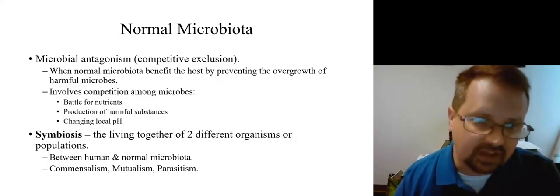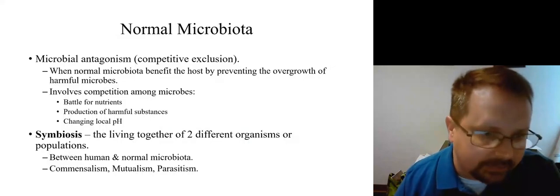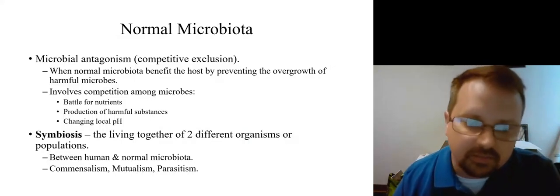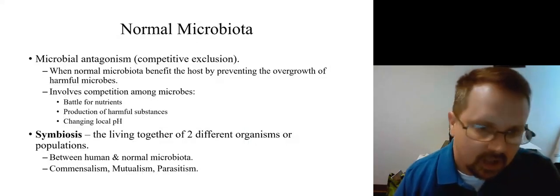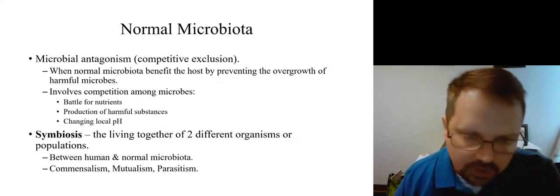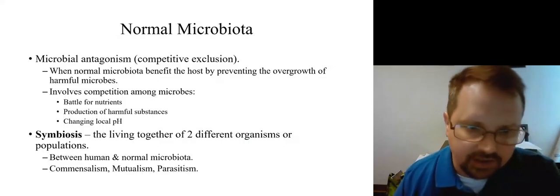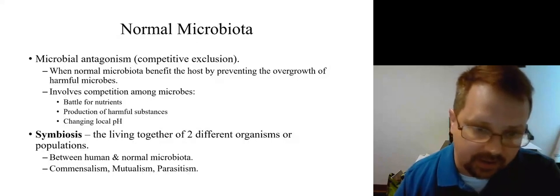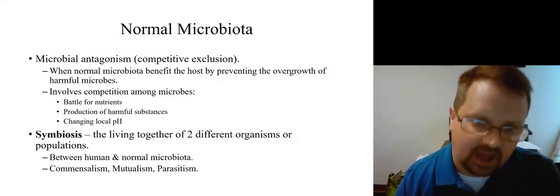Symbiosis, when things live together, human and the microbiota. We got what's called commensalism, mutualism, and parasitism. Commensalism, you live together, you don't hurt each other. Mutualism, you live together and you benefit each other. Parasitism, one harms the other. Okay.